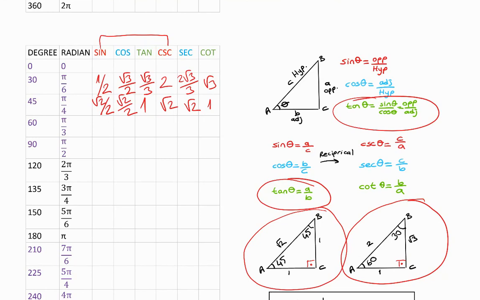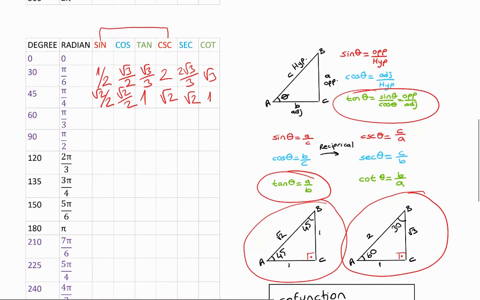Yeah, for here, using triangles, you only need to find sine and cosine. When you find sine and cosine, you can calculate tangent. When you find those three trigonometric functions, from the reciprocals you can find cosecant, secant, cotangent easily.